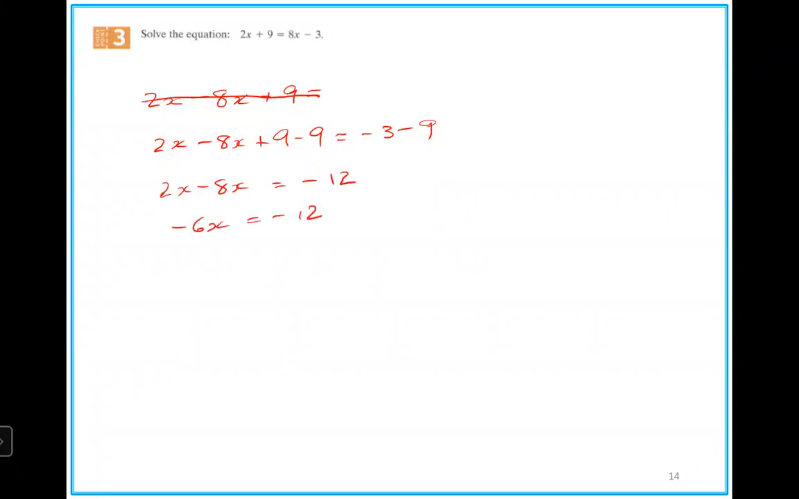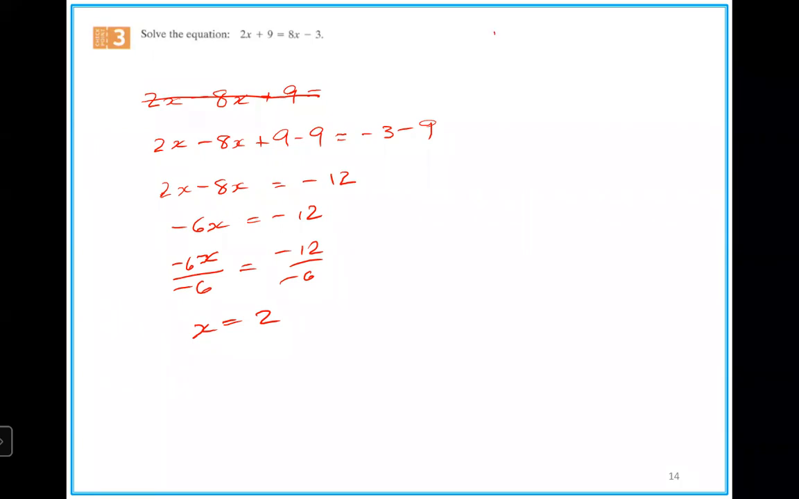And then negative 6x divided by negative 6 equals negative 12 divided by negative 6. And then x equals positive 2. Okay, all right, that looks right.